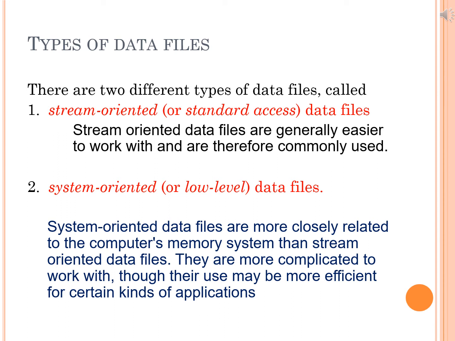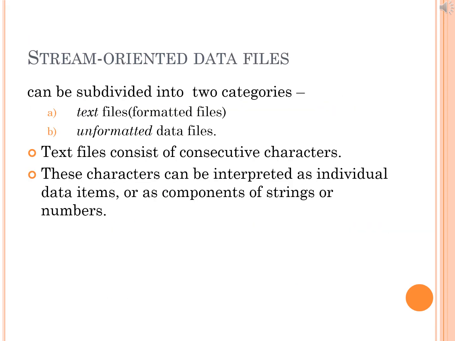So till now we have seen only the stream oriented data files. Stream oriented data files are divided into the text files and the unformatted data files. The text files you have seen already in the last videos, and we have seen how to write into the text files and binary files. Both of them come under the formatted files. Next we have to see the unformatted data files.